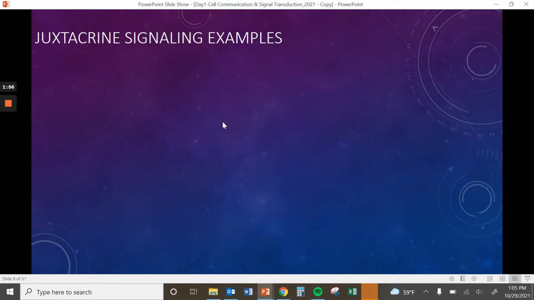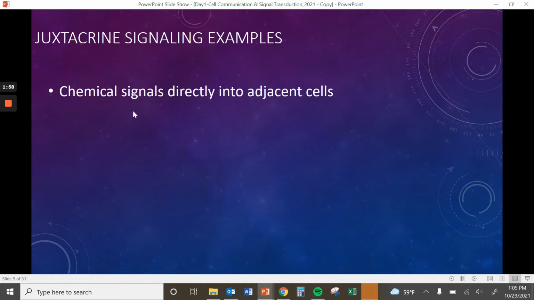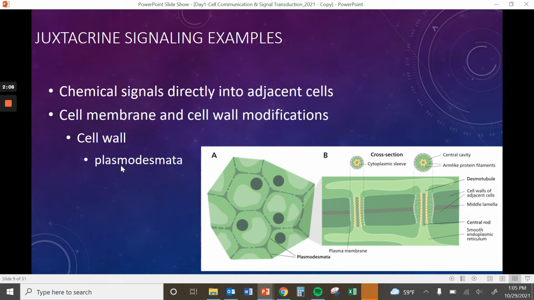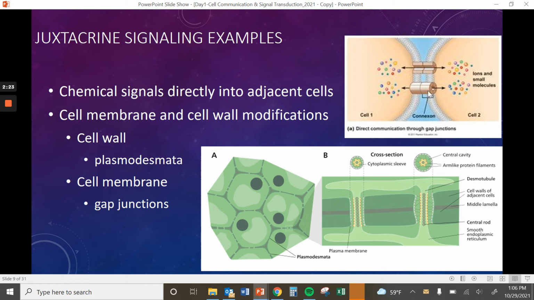Okay, so an example of a couple of these. Juxtacrine, this is when we have chemical signals directly adjacent, and it could be through a cell membrane or cell wall if it's a plant cell. Okay, so for our cell wall, that's like our plasmodesmata that we've talked about in the past, those little gaps in the cell wall. Those are going to allow for signals to go through from one cell to the next cell. Okay, so that is going to be our juxtacrine signaling. And in the cell membrane, in that case, we have something called gap junctions, which, similar idea, are just little gaps, little connections between the cell membrane of one cell to the cell membrane of another cell.